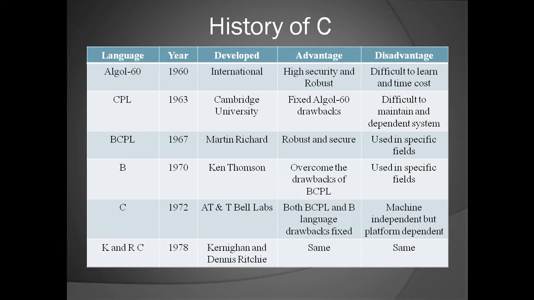When it comes to the C language, it was developed in 1972 at AT&T Bell Laboratories, which is called American Telephone and Telegraph, to overcome the drawbacks of BCPL as well as the B language. More importantly, it is machine dependent, and don't forget, it is not platform independent. So it is a platform dependent language.